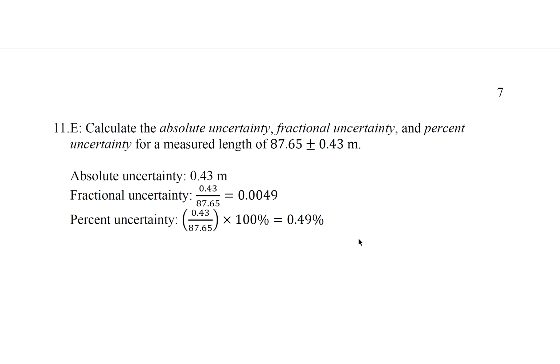Question 11, calculate the absolute uncertainty, fractional uncertainty, and percent uncertainty for a measured length of 87.65 plus or minus 0.43 meters. Remember, we're looking at the uncertainty, so we're only looking at the 0.43 for the most part. The absolute uncertainty is 0.43 meters. Fractional uncertainty is 0.0049. We take 0.43 divided by 87.65. And the percent uncertainty, we take the fractional uncertainty and multiply it by 100%.